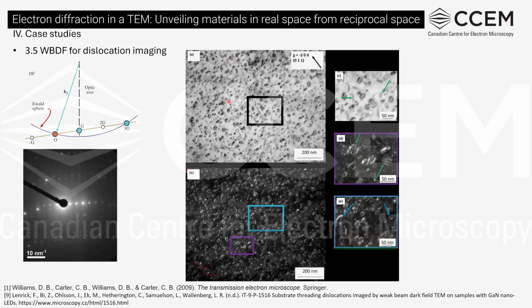Here in the bright field image, a lot of contrasts were present, so we cannot see the Frank loops clearly, whereas weak beam dark field imaging provides the contrast of crystal defects. In this case, the Frank loops are bright, which makes them much easier to be seen under the weak beam dark field condition.